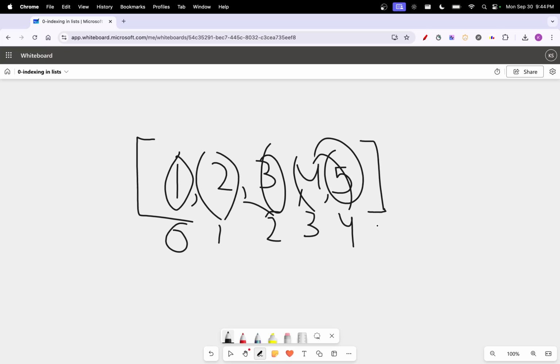Now, the more you write code and the more you use zero indexing, the more you get used to it. Sometimes I even forget that zero indexing is a thing, and I just use it in normal life, which I don't think is a good thing. So zero indexing just means that instead of starting from 1, like we normally do, we start from 0.